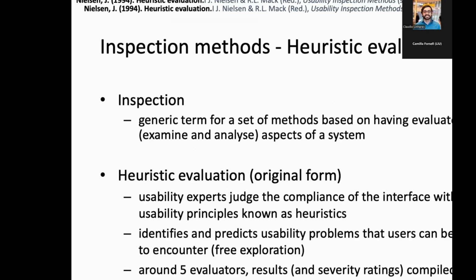And then finally, we have inspection methods, which is called heuristic evaluation. Have you heard about that before? In its original form, it was usability experts that looked into a system, and based on their knowledge and expertise, they judged how well that system complied to a set of specific design guidelines. It didn't involve users, no specific tasks, you just did some sort of free exploration.